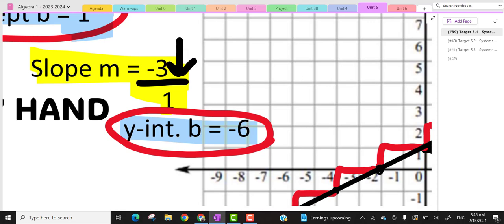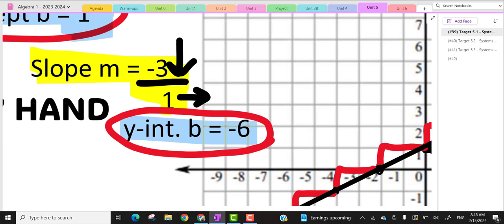So -3, up or down. It's down. And then +1 is to the right. Okay? So -3 es negativo, so este significa necesitas ir abajo. And then 1 es positivo, so este significa necesitas ir derecha.